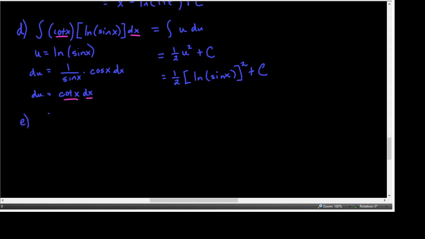This is the integral of tangent of 2x, quantity squared, dx. Okay, I'll give you a minute to look at this one, so put me on pause and then come back when you've got an answer or some attempts that did not work.